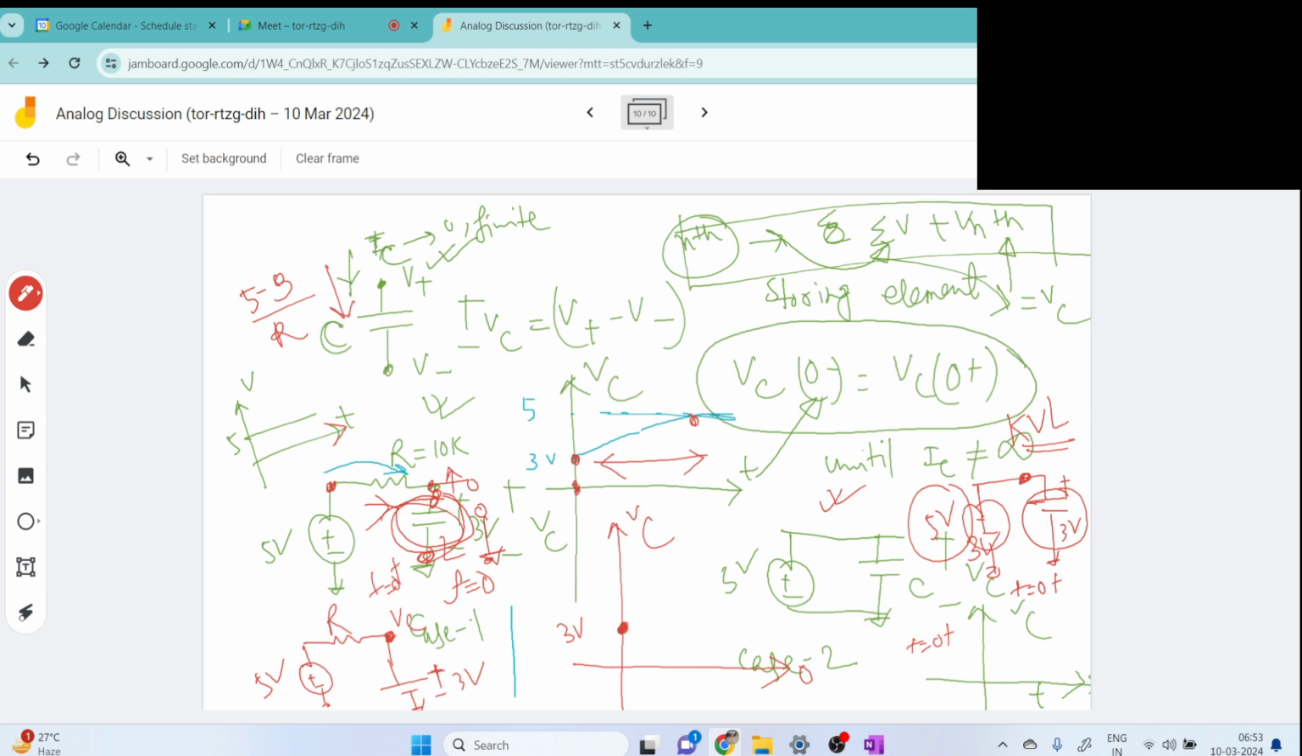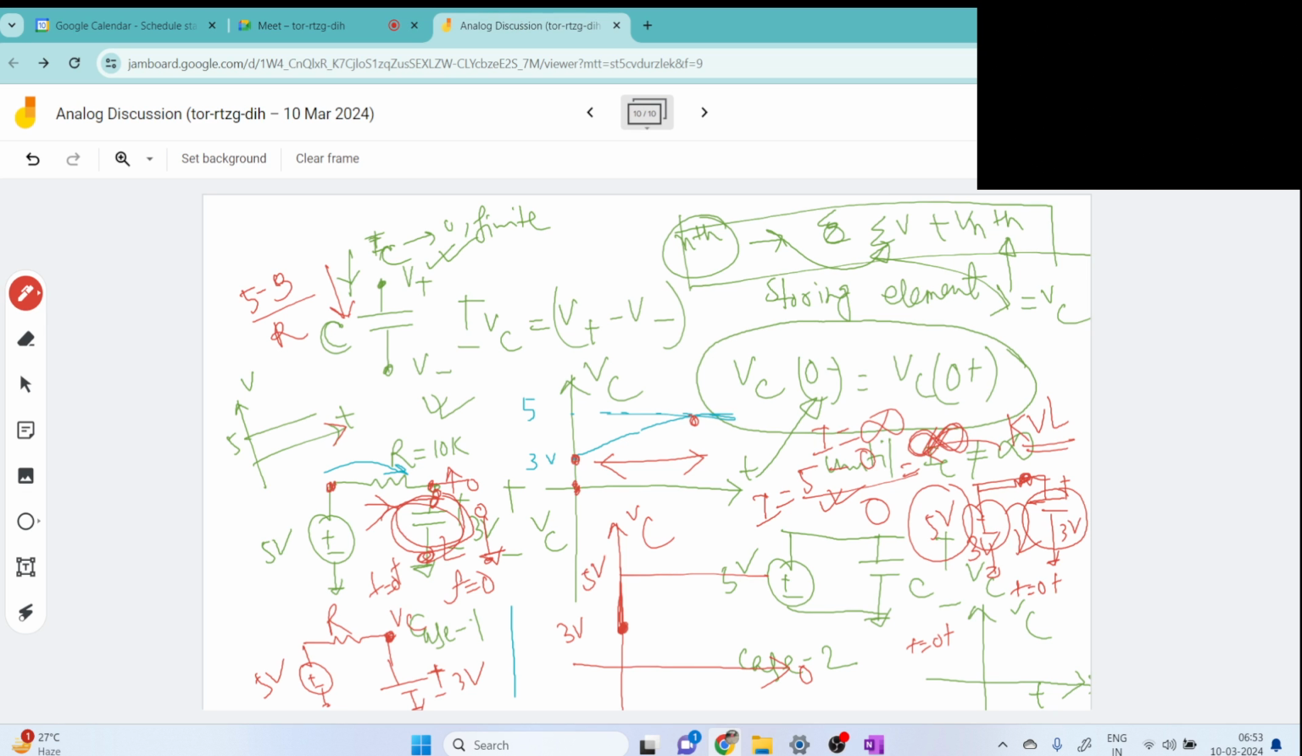KVL is violated because the current at t equals 0 is infinite, as there is zero resistance. The current I becomes 5 minus 0 divided by 0, as there is no resistance, so it becomes infinity. If the current through the capacitor becomes infinity, the voltage across it changes instantly. So it will jump to 5 volt and settle down.